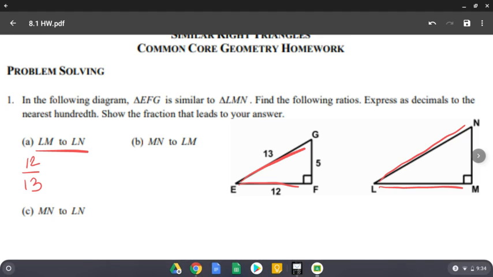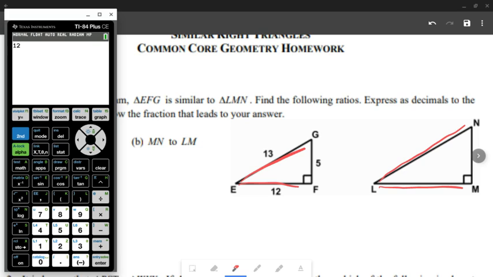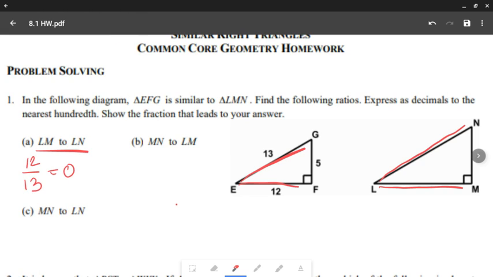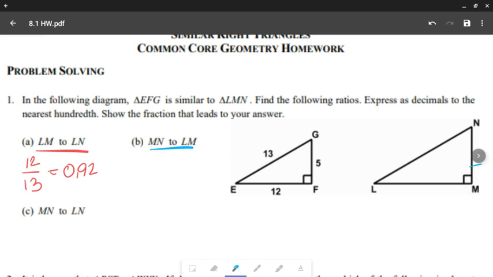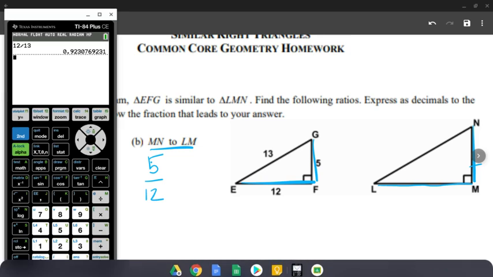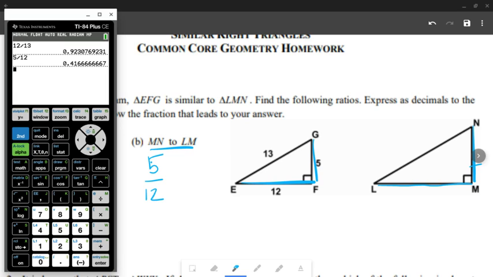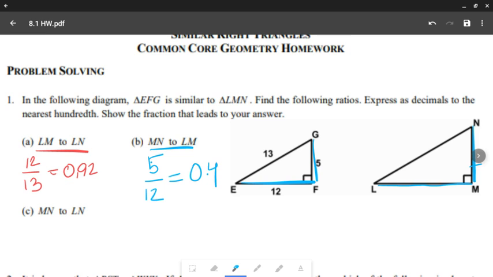All right, now we want that as a decimal, so I'll open up my calculator here. 12 divided by 13 is 0.923, so to the nearest hundredth would be 0.92. All right, now the next one, MN to LM. MN is the short side here, and LM is the bottom side here, so 5 over 12. All right, I'll go over to my calculator again. 5 divided by 12 is 0.4, what was that? 0.42 if I round it.